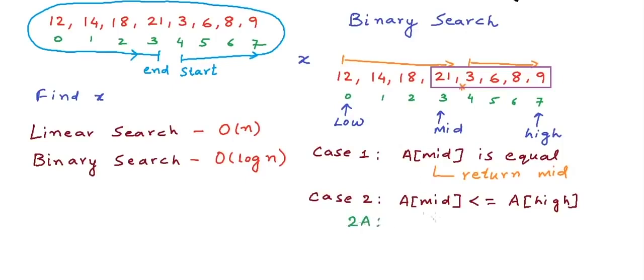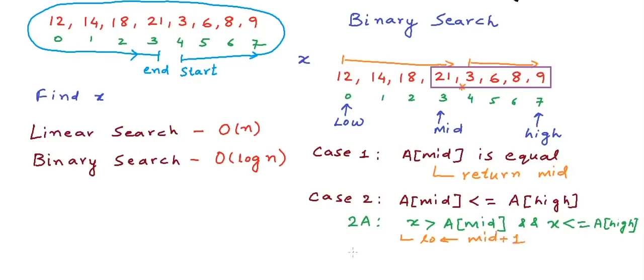Let's say these conditions are 2a and 2b. We know that x is not equal to a[mid], but if x is greater than a[mid] and x is less than or equal to a[high], then it definitely lies in this sorted half. So we set low to mid plus 1 to say go ahead and search in the right half. Else, we will say go search in the left half, the unsorted half. This will be the case when the right half of the array is sorted.